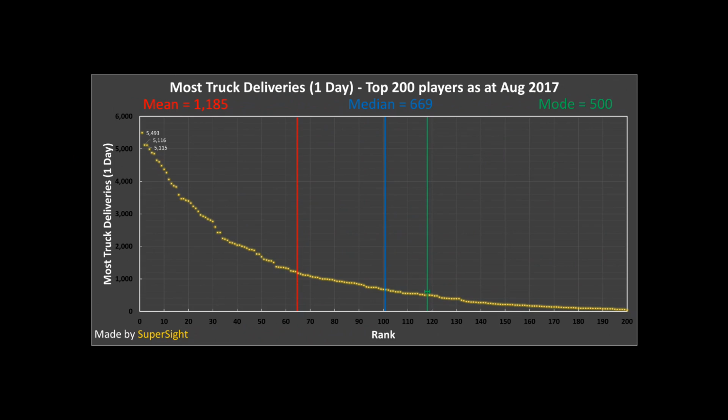Now, this is the most truck deliveries in one day. So this is the top 200 players as of August 2017, as they all will be August 2017, except for the very last one. But yeah, as you can see, this is very similar, and there's the mode in there. So 500 was the most common one. So I think about 3 or 5 players had exactly 500 truck deliveries in a day. And as you can see, some of the bottom ones have literally less than 100, all the way up to the top player having done over 5,000 truck deliveries in one day. That is absolutely insane. And then there's the mean and the median in there.